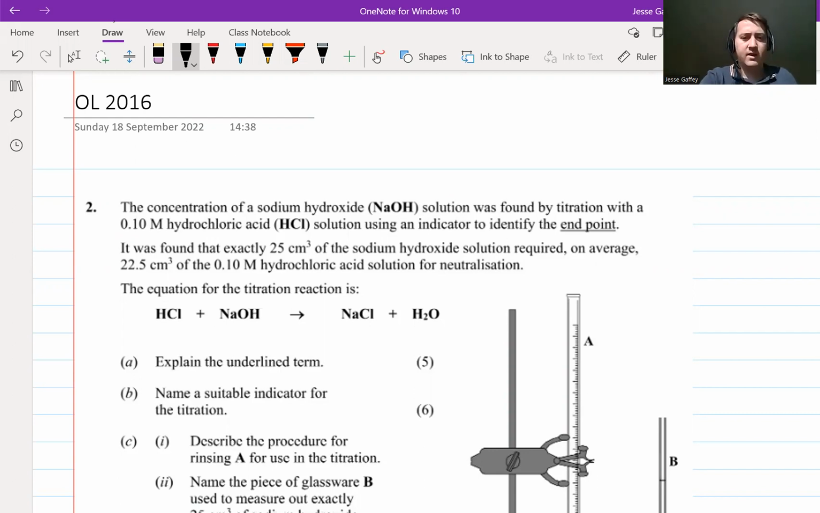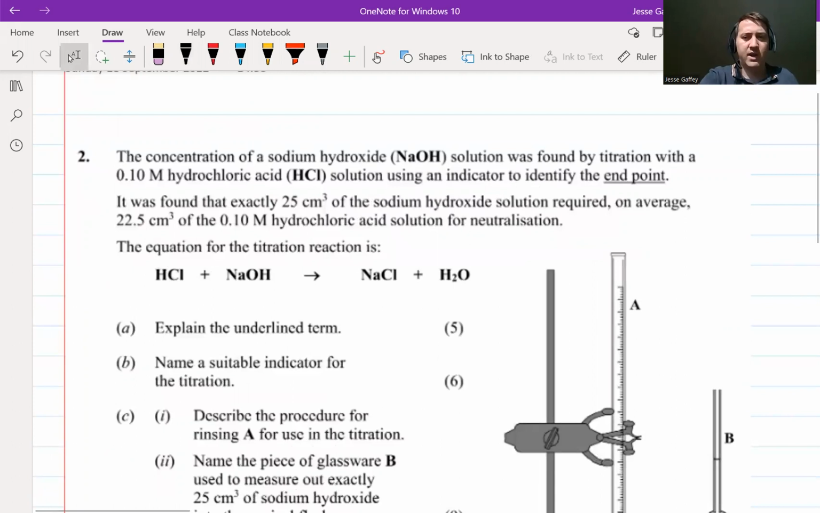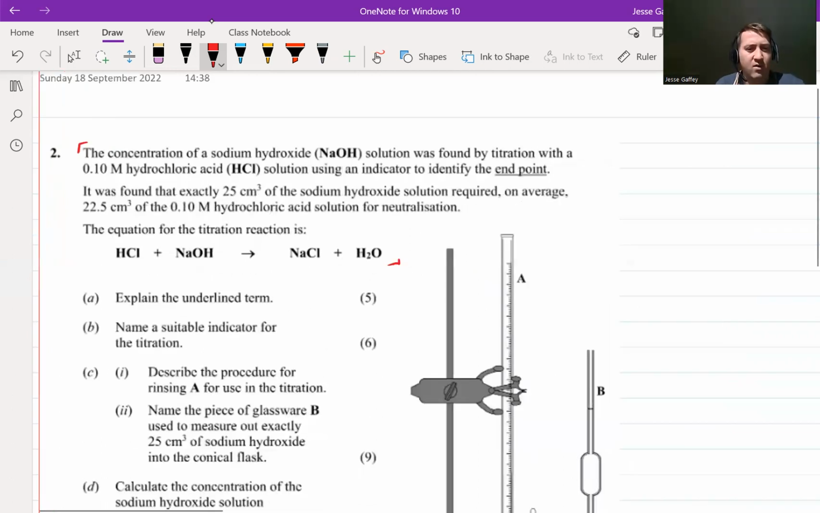Okay, so this is question 2. It's actually quite a tricky question for an ordinary level question. I'll explain why as we go through. What I would like you to do is pause the video, read this piece of text from there to there, and underline anything you think is important. All right, so what we're going to do is jump into the questions. We'll come back to that text later on.